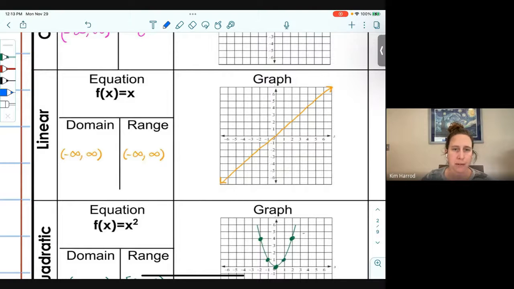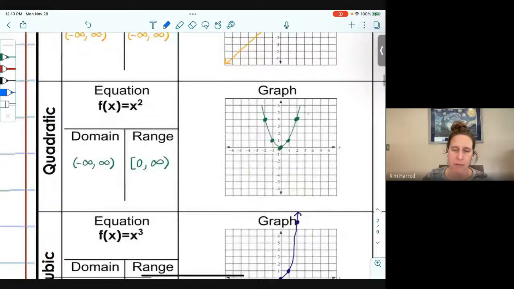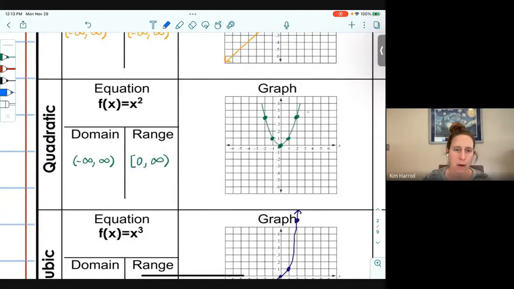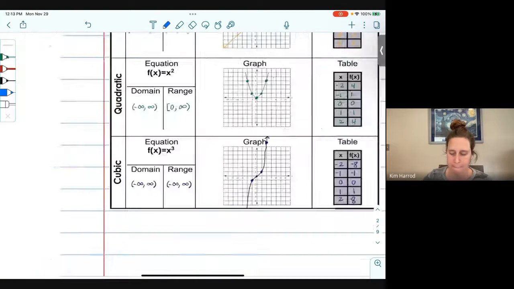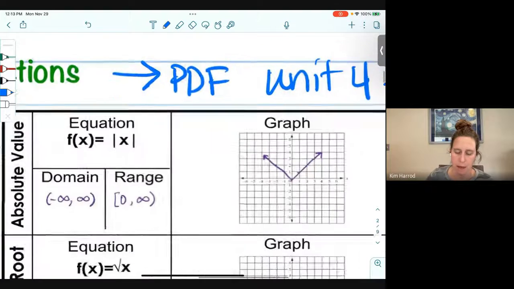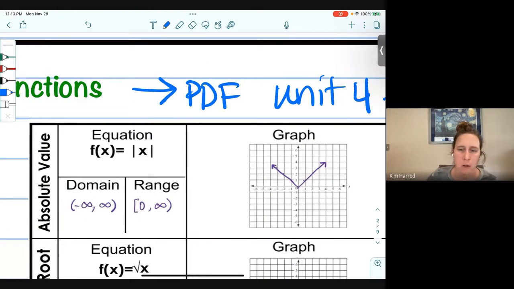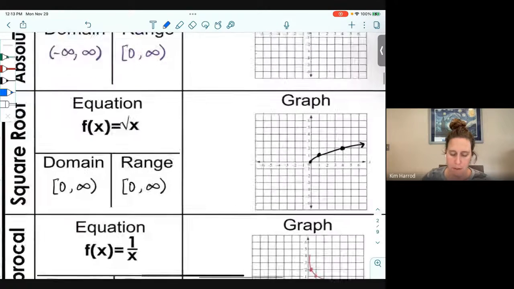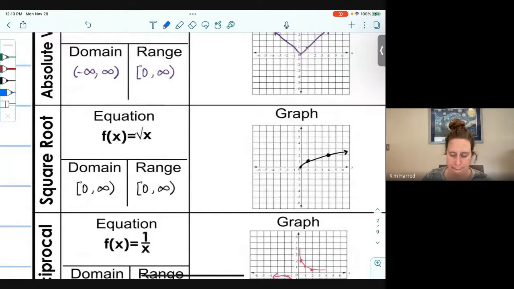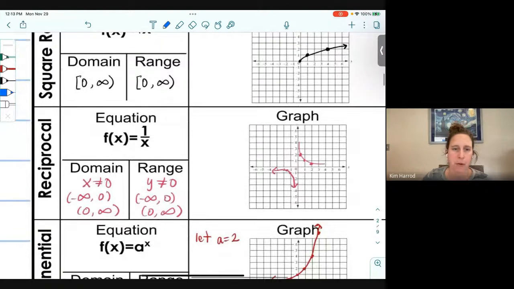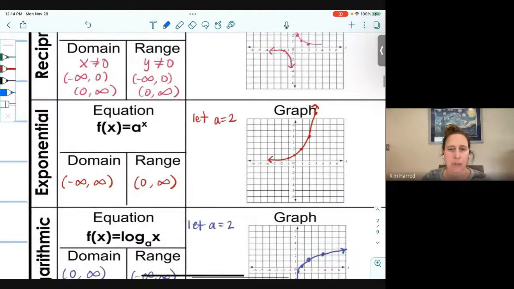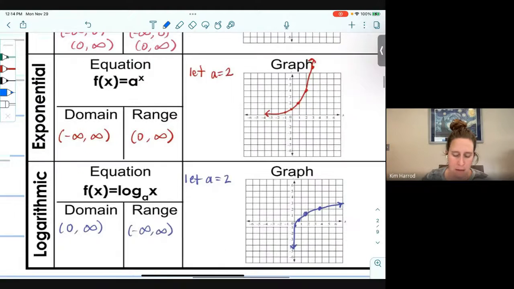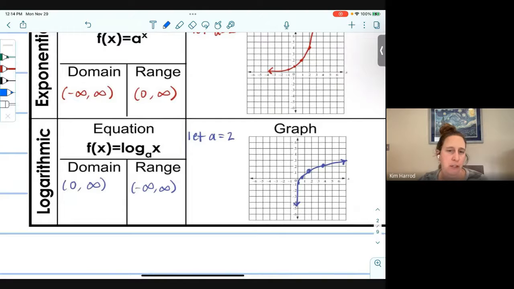So y equals x, f of x equals x. We have the parabola, x squared. We have the cubic function, x cubed. We have the absolute value function, which looks similar to the parabola, but you see straight lines on each side. We have the square root function. We have the reciprocal function. We have an exponential function. And we have a logarithmic function.